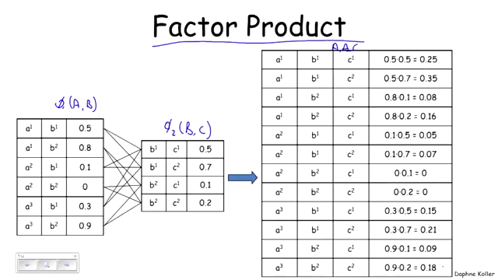If we want to figure out, for example, the value of the row a1, b1, c1, it's going to come by taking the a1, b1 row from here, the b1, c1 row from here, and multiplying them together. So we're going to get 0.25. So this is effectively taking the functions or the tables and just multiplying them together.